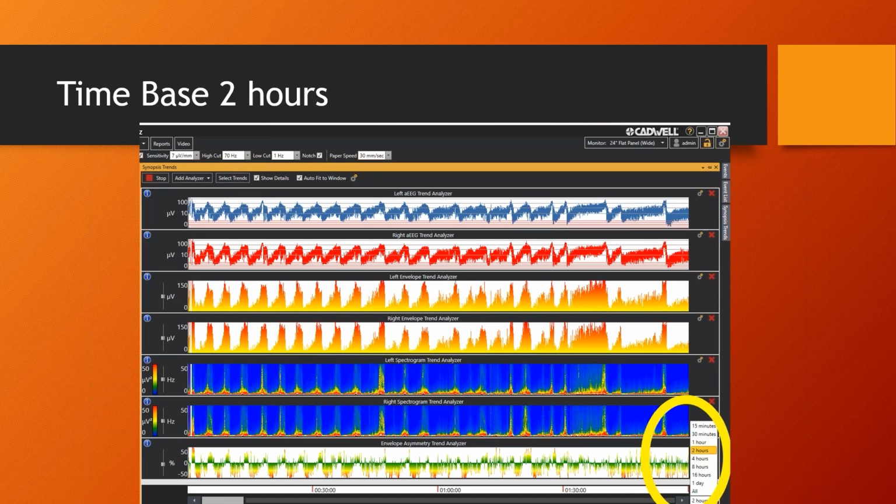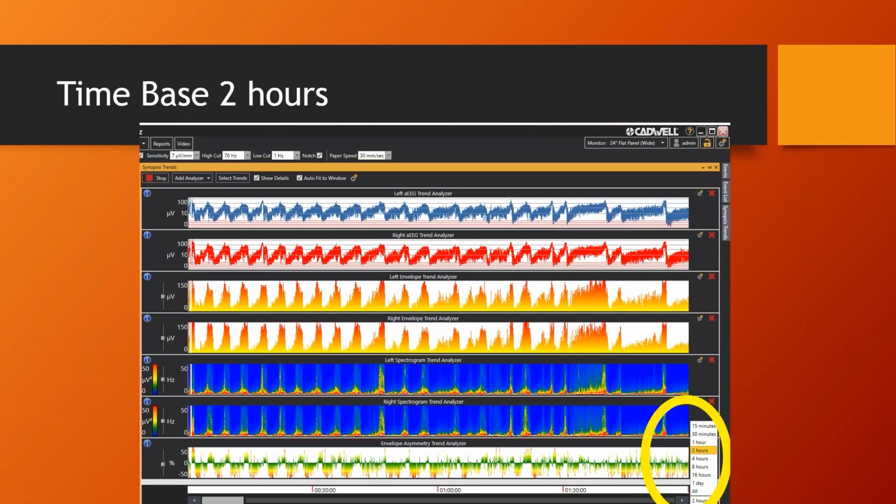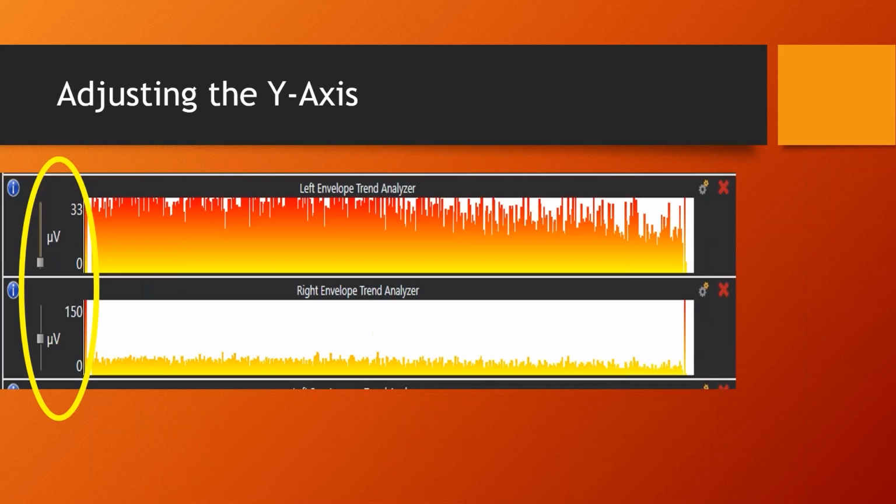You can select the number of minutes or hours that you're looking at on the screen. So time base is really helpful for adjusting to be able to differentiate what's going on across the time, the x-axis. Adjusting the y-axis depends on exactly which trends you're using, but generally speaking, as you see with the envelope trend here, the y-axis can be adjusted by grabbing that little slider on the left-hand side of the screen and dragging it up or down.